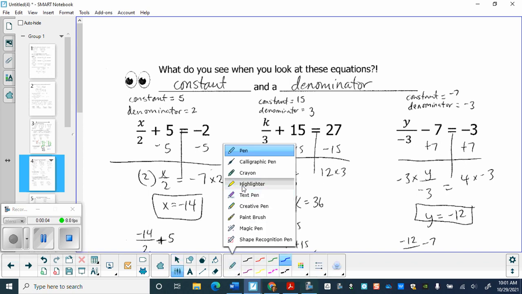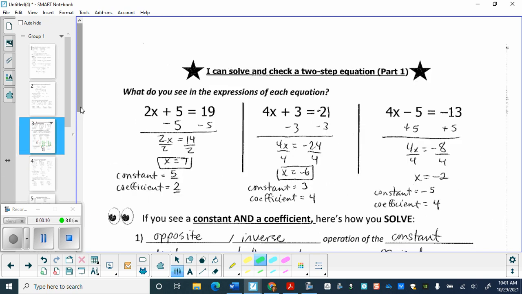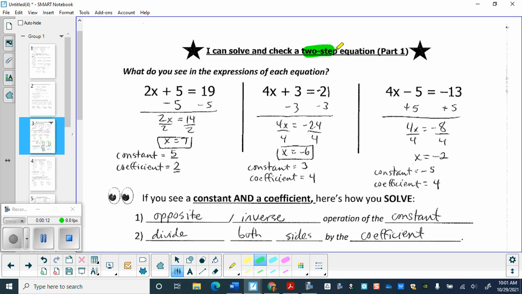So we are continuing learning how to solve two-step equations. I'm actually going to go back to the previous video just to briefly mention that we got started there with our two-step equations. In the other video, you learned what to do if you see a constant by itself and then a coefficient with the variable. So on this page, we had constants and coefficients. We subtracted or added; we just did the opposite to get rid of the constant. And then we divided both sides by the coefficient in our second step.